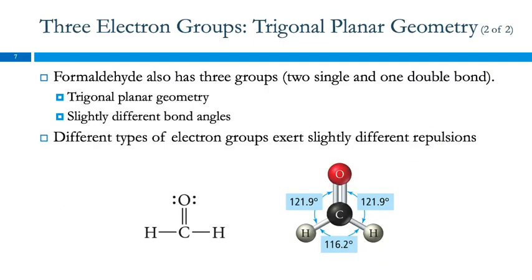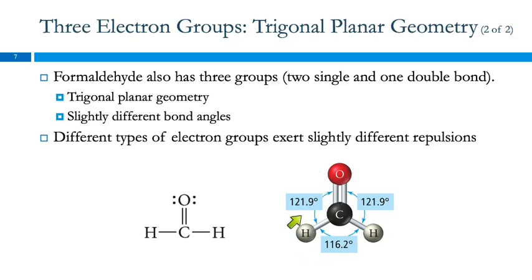Here's formaldehyde. I don't expect you to know its name. Here's the Lewis structure. We actually drew that in the previous chapter. Looking at this Lewis structure, here's the carbon. How many groups? 3. 1, 2, 3. A single bond is one group. The other single bond, one group. The double bond, one group. So 3 groups. 3 groups are going to spread out in a triangle, right?